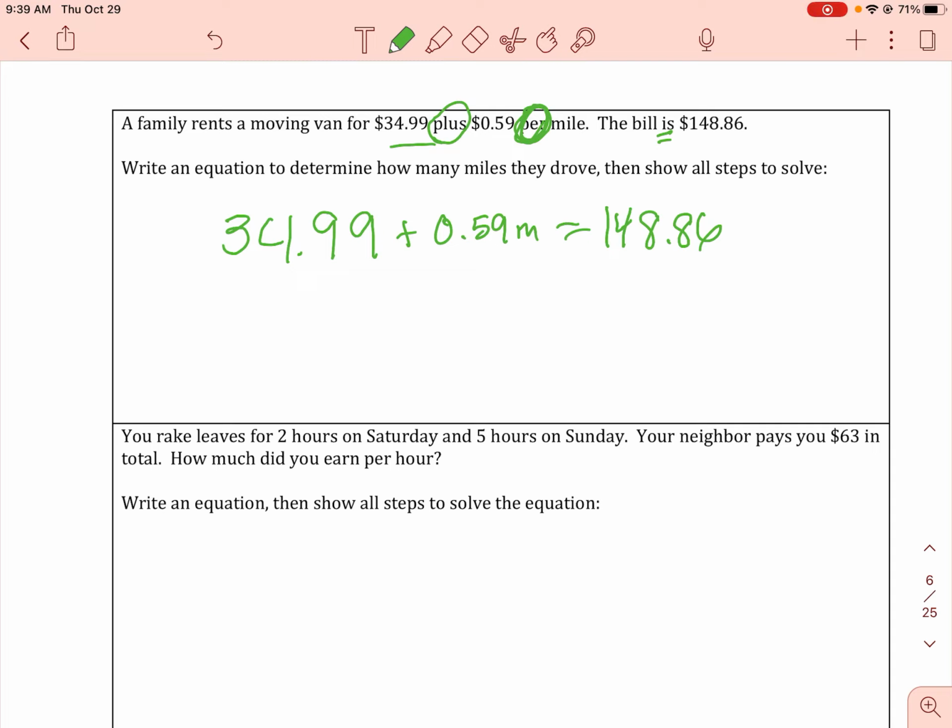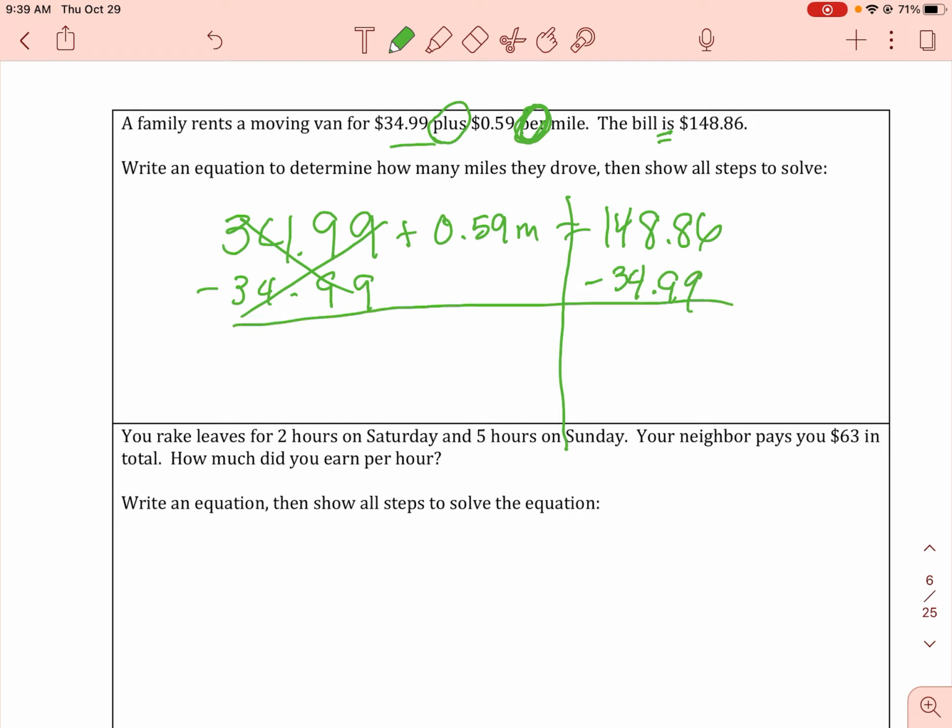So I go with the number furthest away from my variable here, and I get rid of it. I make it 0. What I do to one side of my equation, I do to the other side of my equation. I'm going to just bring this down because I did nothing to it, so I have to leave that alone. I get 113.96. And now to undo this multiplication on the left-hand side to get the variable by itself, I divide by 59 cents. Divide by 59 cents.